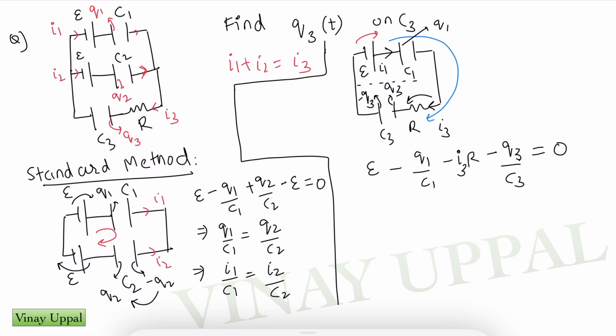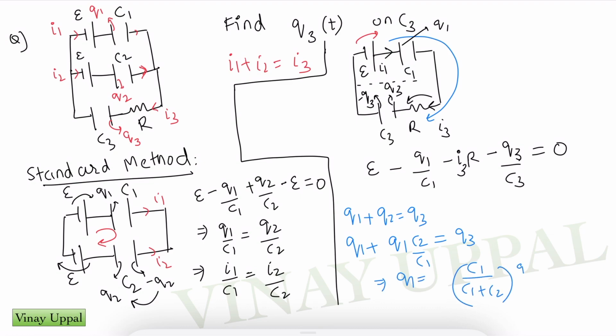or I3. See, I have one relation that Q1 plus Q2 would be equal to Q3. It's just an integral version of I1 plus I2 is equal to I3. And I also know Q1 by C1 is Q2 by C2. So let me write Q1. I'm going to substitute Q2 as Q1 C2 by C1, so Q1 plus Q1 C2 by C1 is equal to Q3. So basically Q1 comes out to be C1 divided by C1 plus C2 times Q3. And I'm going to substitute this Q1 here. So that will be my next step.